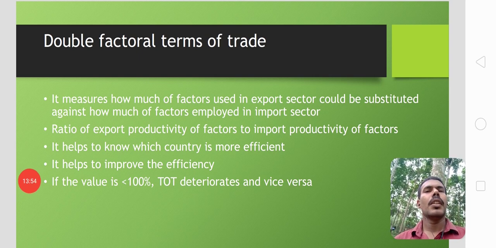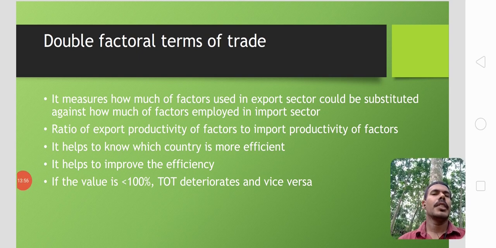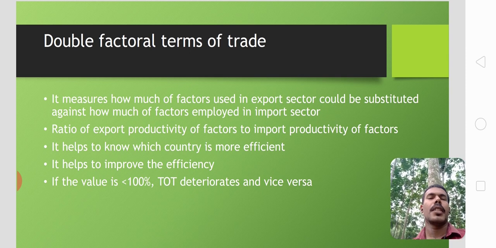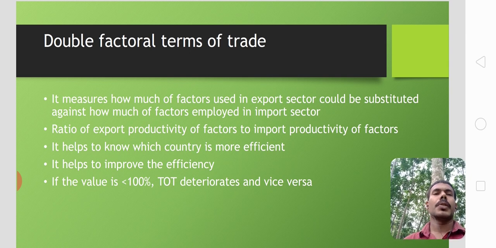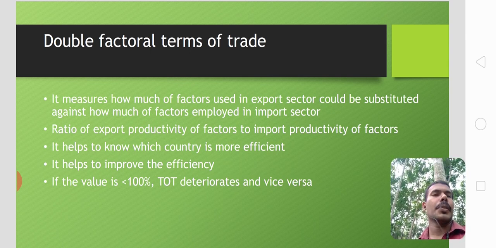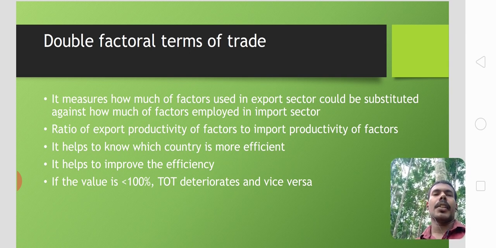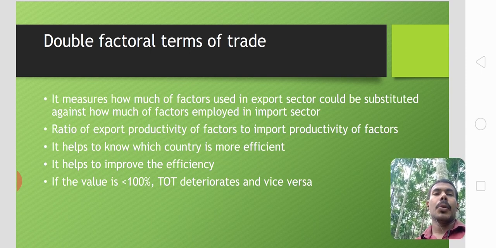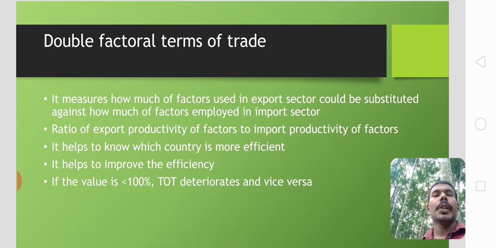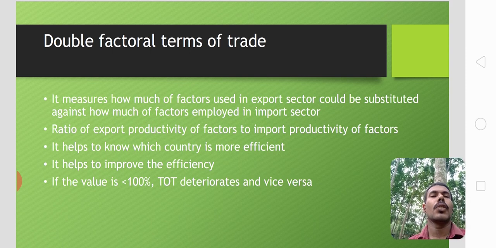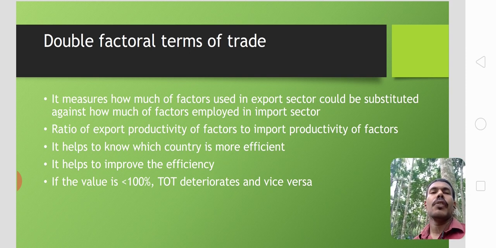A fourth one in the list of types of terms of trade is double factorial terms of trade, as opposed to, or as an extension of, single factorial terms of trade. Under single factorial terms of trade, the productivity of factors, labor and capital, employed in the export sector was measured, only the export sector. But here we add the productivity of factors in both export and import sectors of a nation. So this is double factorial terms of trade.